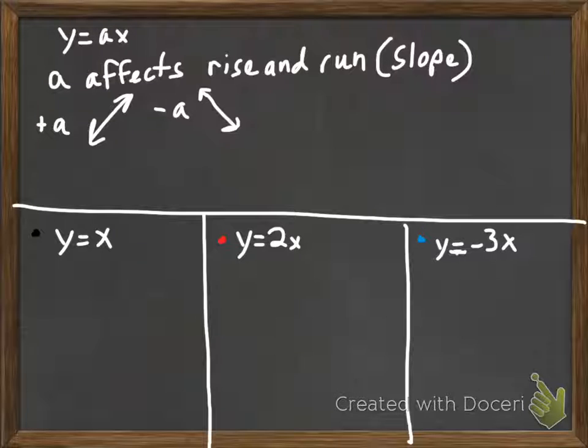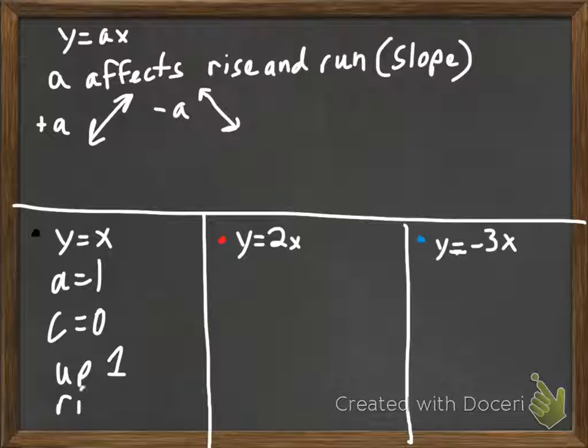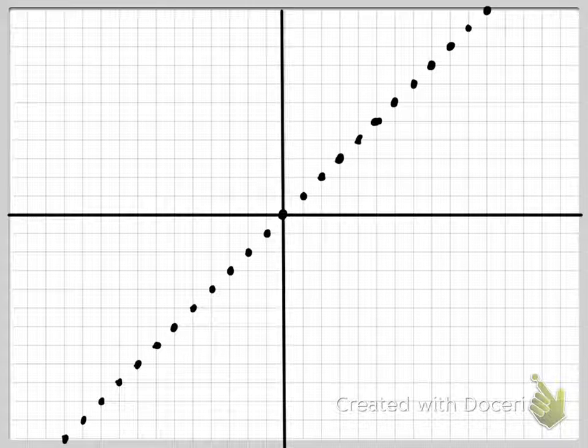So for our y equals x, our a is 1, and our c is 0. So whenever we talk about the a here, I just want you to think about it as something that affects how far we go up and down. So that means if it says 1 here, that means we're going to go up 1. If it says negative 3, it means we're going to go down 3. So we're going to go up 1, and then right 1. And as we see here on our graph, that's what we do with our generic baseline equation.